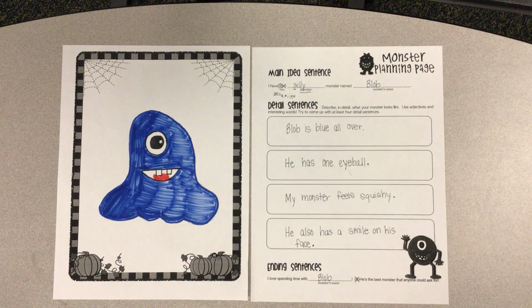So the goal is that you are going to describe your monster so well that if someone were to see a picture of it and hear your description, they would automatically be able to pick your monster out of a crowd. So go ahead and fill in your monster planning page, and then keep it in a really safe spot, because tomorrow we are going to revise and edit and then write out our final copy of our monster writing assignment. Go get to work.